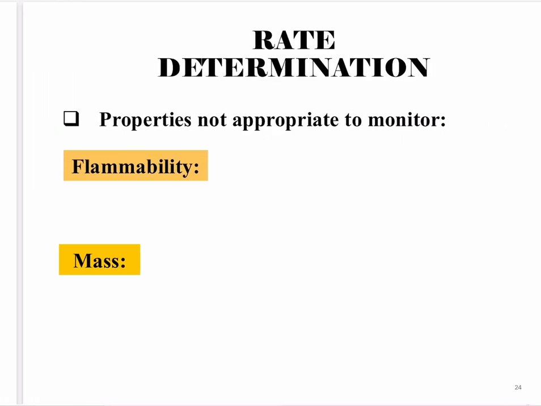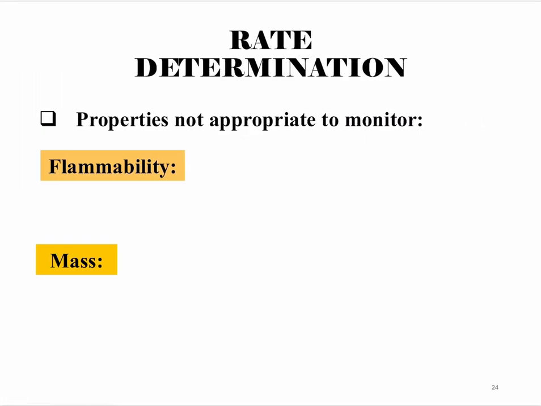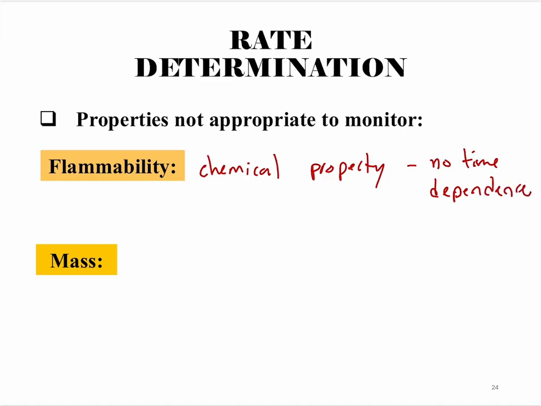So things that are generally not appropriate to monitor would be something like flammability. This is a chemical property, meaning there's no time dependence. Flammability and combustibility are hard to measure. Anything that's an inherent physical property is hard to measure, and won't give you any information on kinetics. Physical properties of materials.